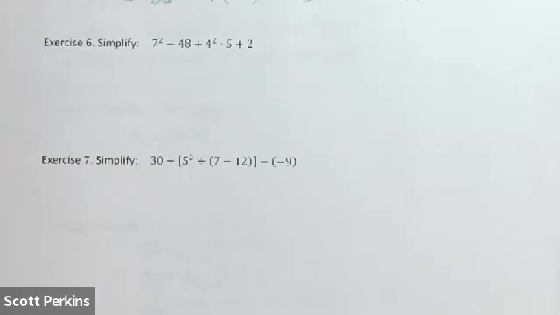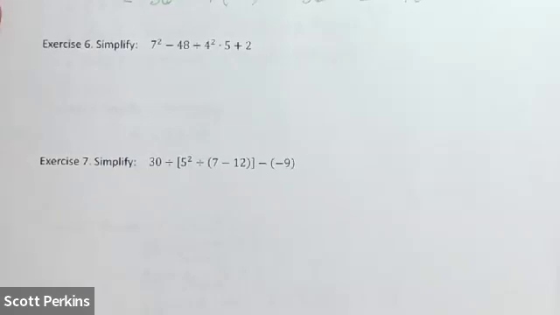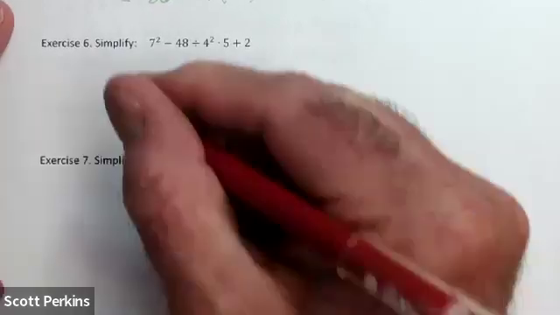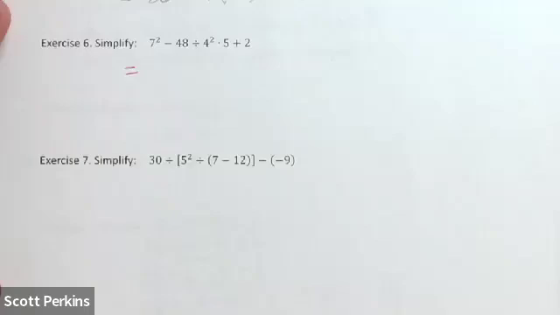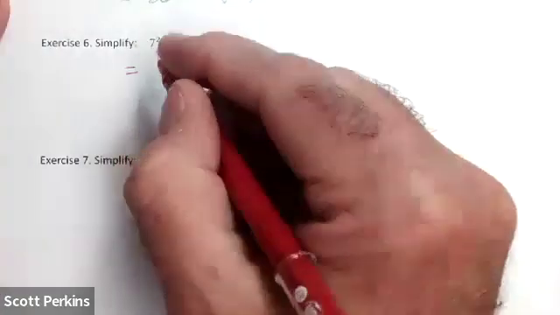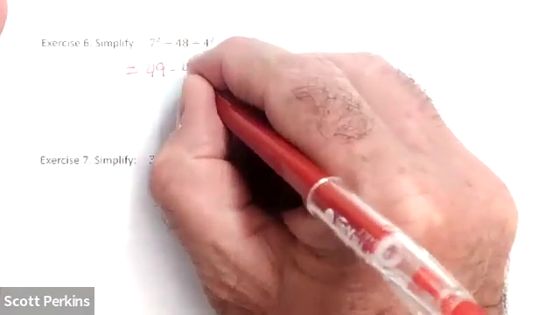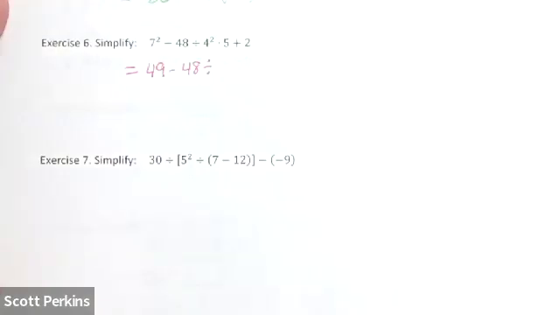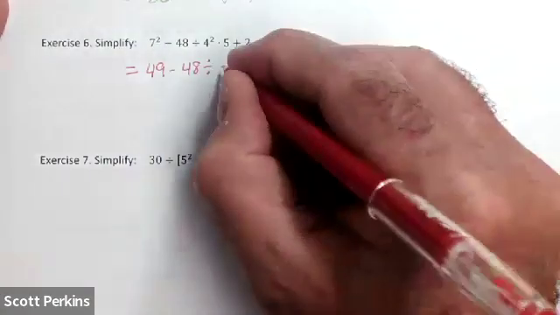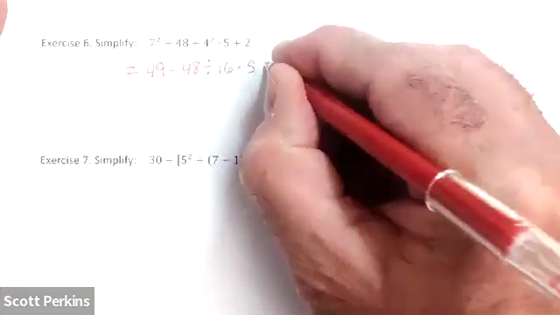All right, so I'm just going to work through this problem. If I do anything different than you did and you don't understand why, that is a great opportunity for a question. There's no parentheses on this problem, so exponents are the order of the day. So 7 squared, 7 times 7 is 49, minus 48 divided by 4 squared. 4 times 4 is 16, times 5 plus 2.